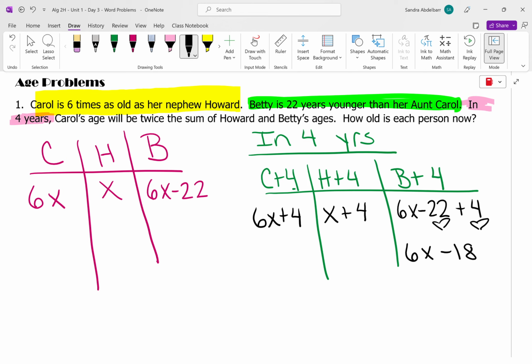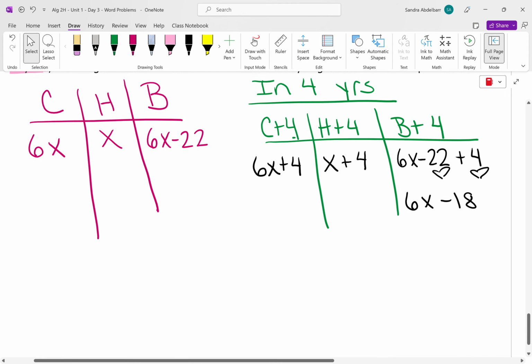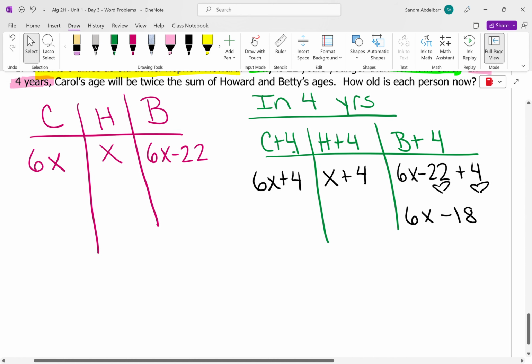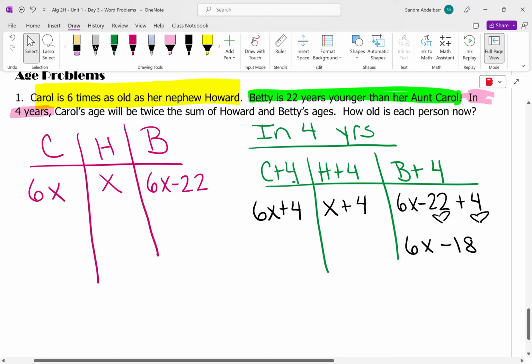The hardest part is going from here to here. Are we okay with how I transitioned, why this chart, the now ages, was necessary, but also the in 4 years ages was also necessary? Okay, so now it's about making an equation. So it says in 4 years. So since it's saying in 4 years, I have to use the 4 years chart.